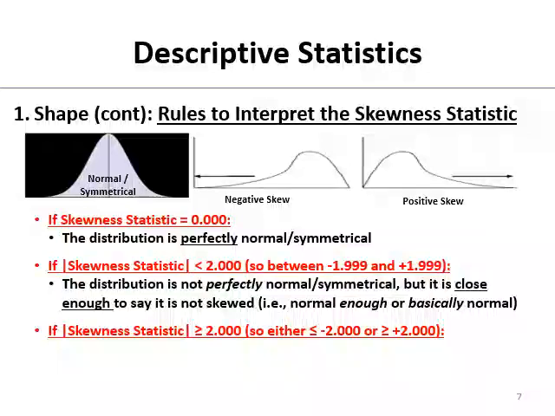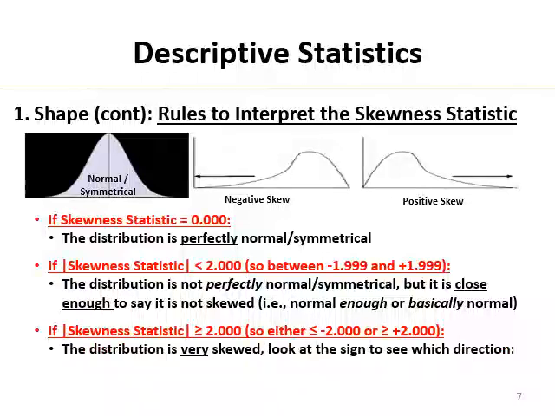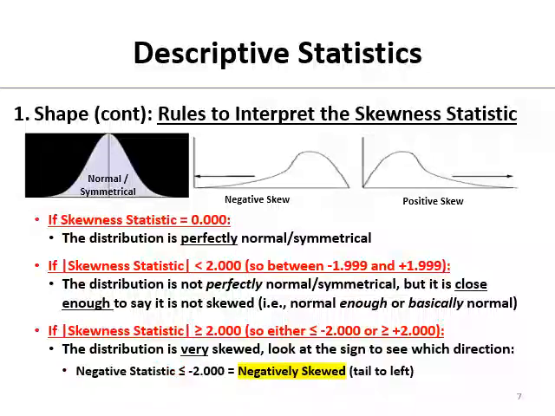So what does skew actually look like? Well, if you have an absolute value of your skew statistic that is 2 or bigger, so either negative 2 (which is technically smaller, but we're doing absolute value) or positive 2 or bigger, you've got skew. You've got a problem. That means not only is it not normal, it's very skewed. And so you want to look at the sign to determine is it positive or negative skew.